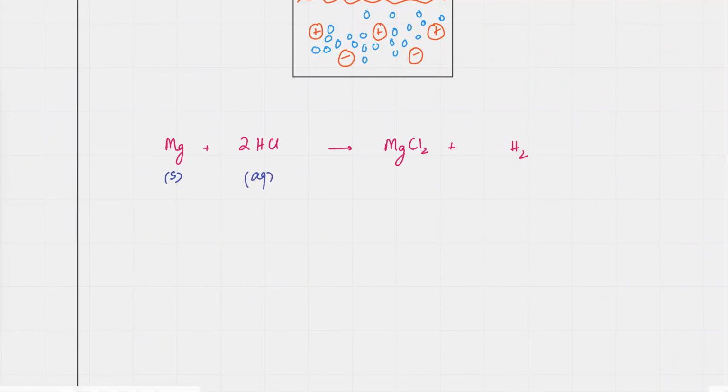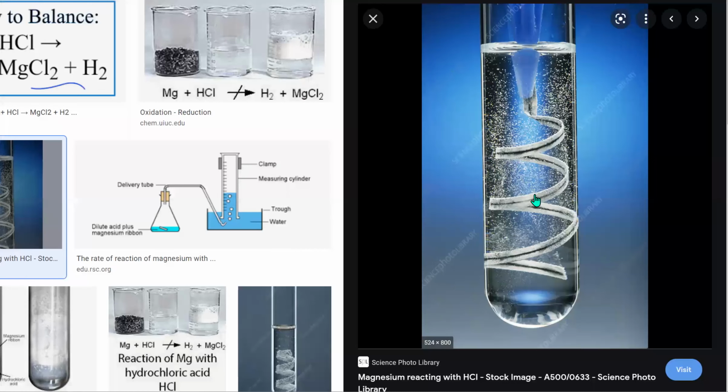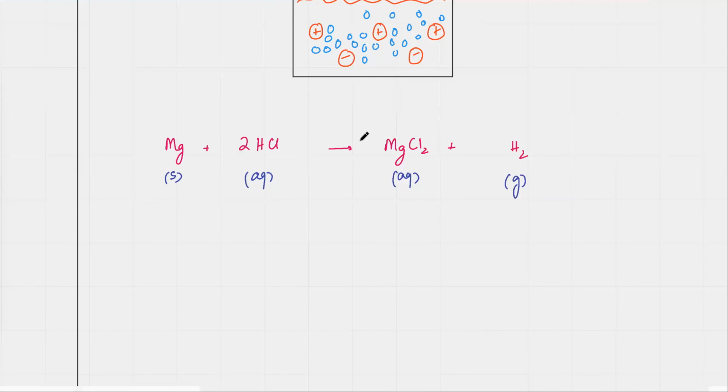A salt is going to be produced. Remember, all chlorides are soluble. Okay? All chlorides, Cl-1, Br-1, I-1 are soluble except for silver and lead. So this is soluble. And hydrogen is a gas. So there would be a gas being produced. So you see the bubbles of gas that are getting formed as a result of the reaction. So this is the reaction. You already know this. I've written down the states.